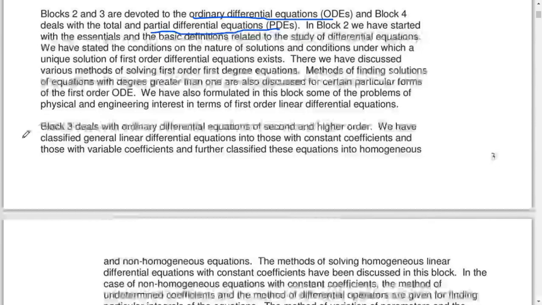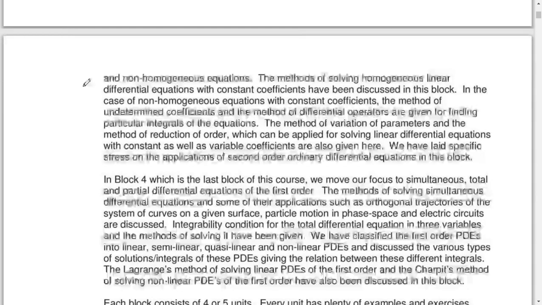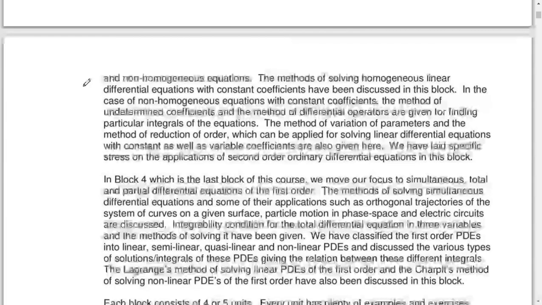Block 3 deals with ordinary differential equations of second and higher order. We have classified general linear differential equations into those with constant coefficients and those with variable coefficients, and further classified these equations into homogeneous and non-homogeneous equations. The methods of solving homogeneous linear differential equations with constant coefficients have been discussed in this block. In the case of non-homogeneous equations with constant coefficients, the method of undetermined coefficients and the method of differential operators are given for finding particular integrals of the equations.